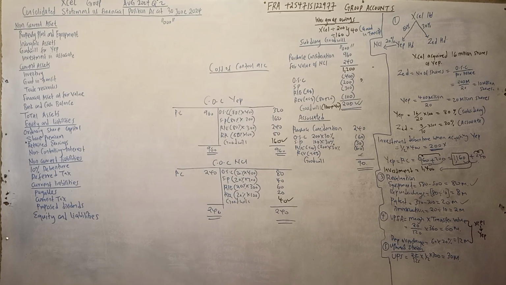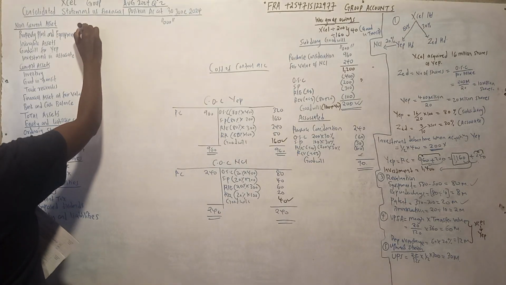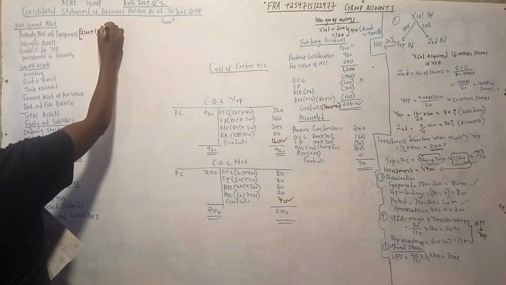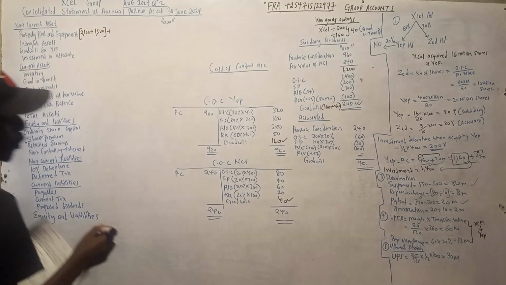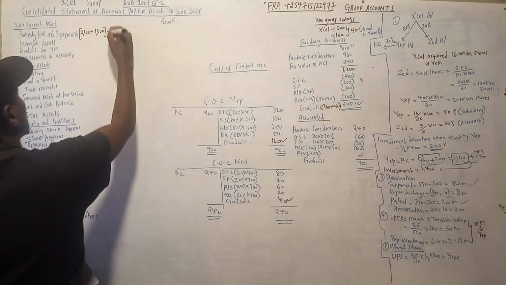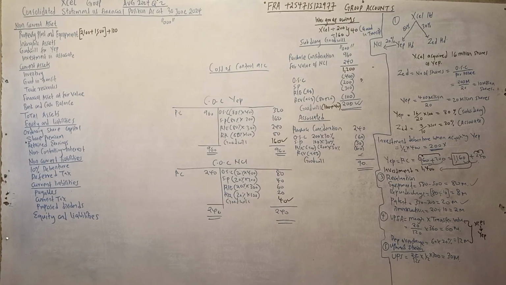So let us do the PPE. For PPE, we take the one for parent and for subsidiary. So we go to the balance sheet. PPE is 2100 plus 1500. We're supposed to add any revaluation that was there. So we had a revaluation of 100. That was 80 plus 20.